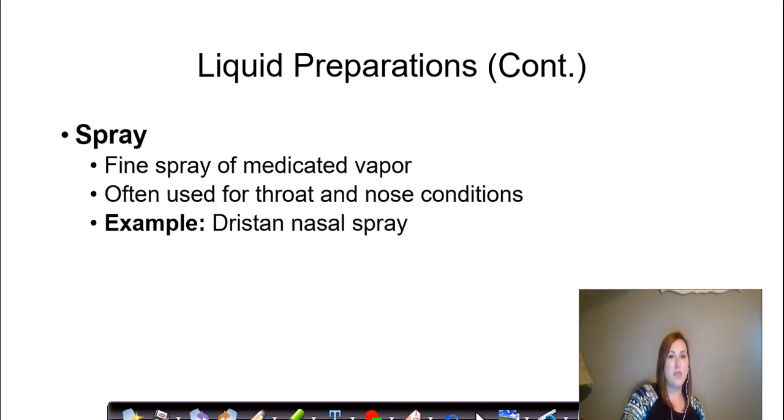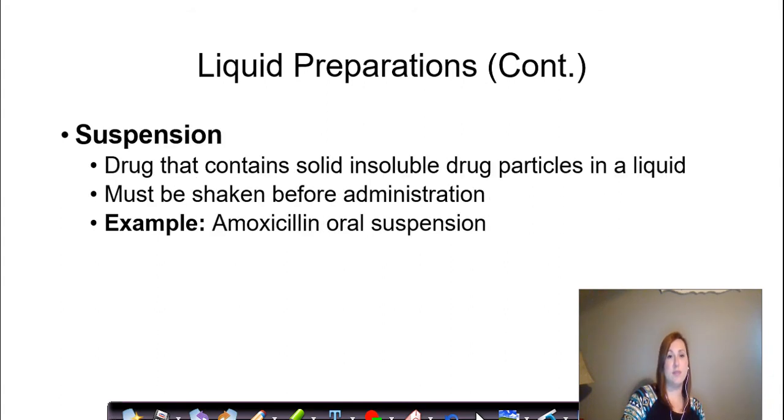A spray is a fine spray of medicated vapor. Dristan nasal spray is also known as Afrin. It's important that you don't use Afrin more than 3 days because it can have a rebound effect and actually cause a worsening of your condition. That can be used for colds and congestion, but that's one of the medications that's over the counter you just need to be safe with. It's often used for throat and nose.